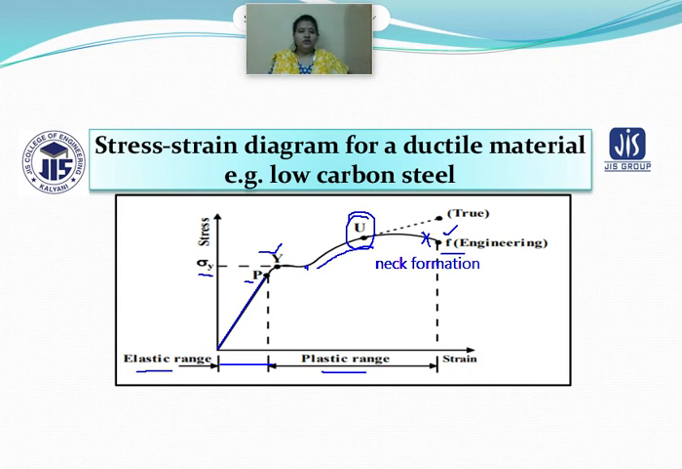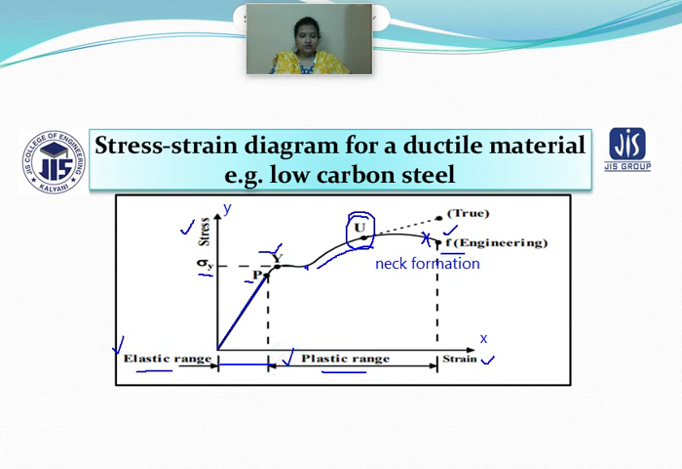So if you have a look at the stress strain diagram for ductile material, this is your stress, which is represented along the y axis, and this is your strain, which is represented along your x axis. And here you can see that there is an elastic range and there is a plastic range. This is your elastic range and this is your plastic range.